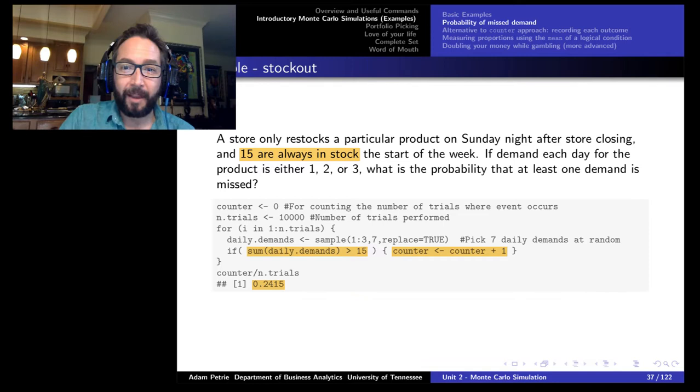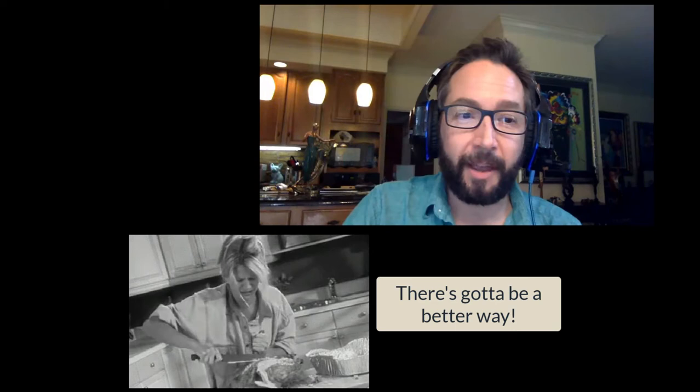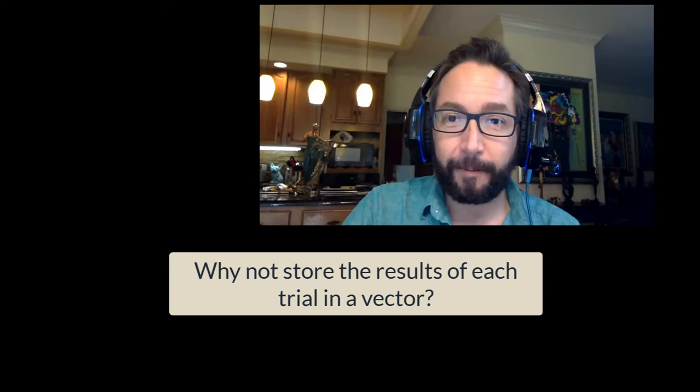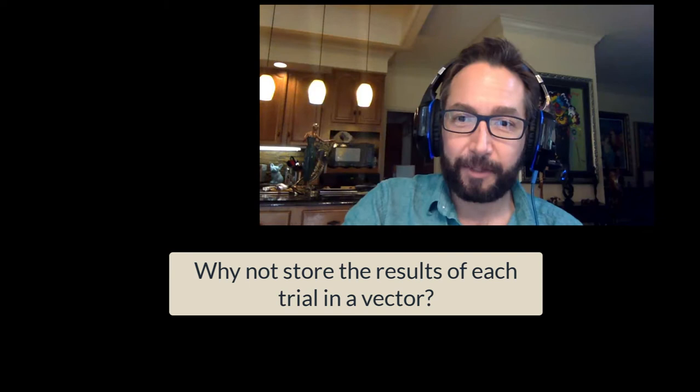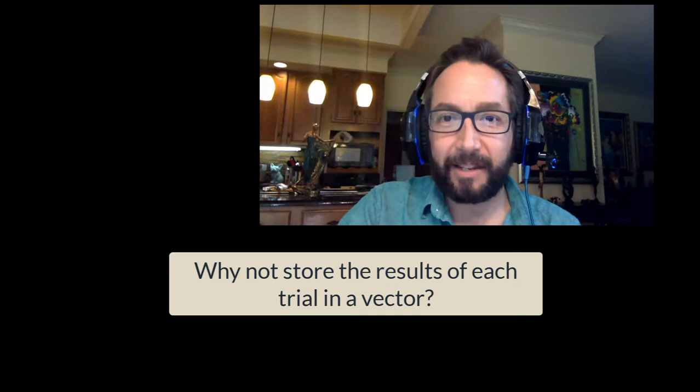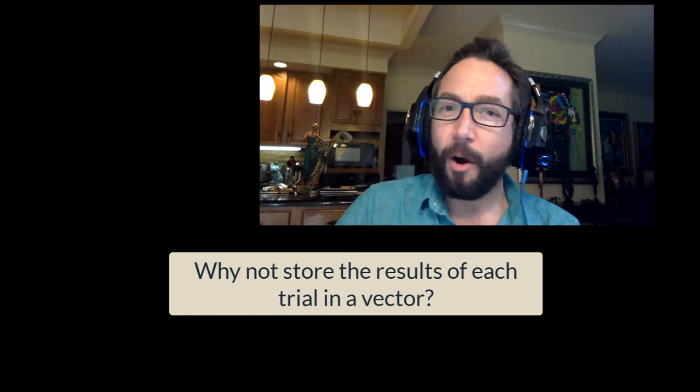And so instead of just defining a counter to keep track of all the times very specific events of interest occur, sometimes, and actually quite often, it makes a bit more sense to just record the results of every single trial. So after a week, we record that there were 7 demands for the product coming in. The next week, maybe 9. The next week, maybe 18. Then 17. Then 10. Then 11. If we store the total demand over the course of the week over, say, 50,000 different weeks, then we can go back and analyze those results at will.